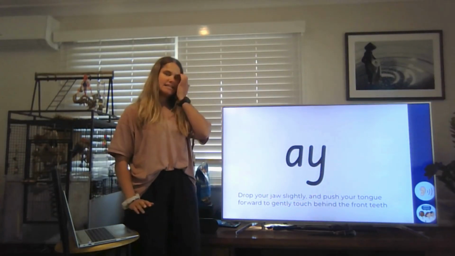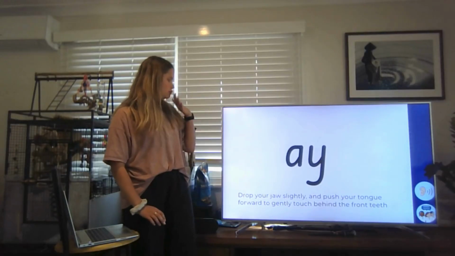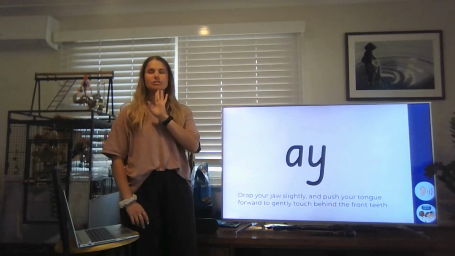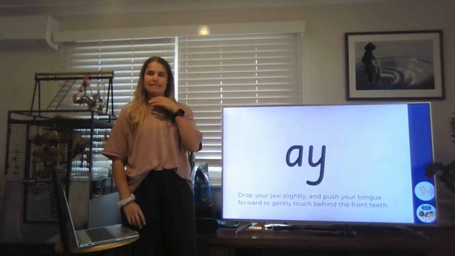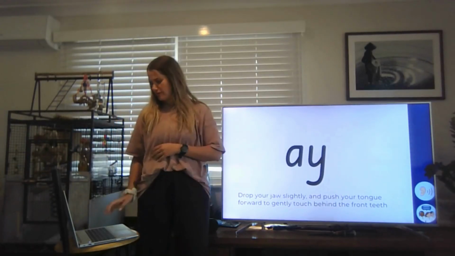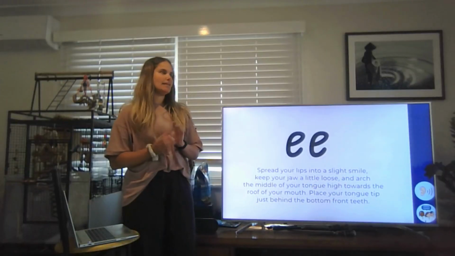So A, that A sound, to create that, you want to drop your jaw slightly and push your tongue forward to gently touch just behind the bottom front teeth. So it's A. Your turn? A. Yeah, perfect. All right, and our E sound, our long E.